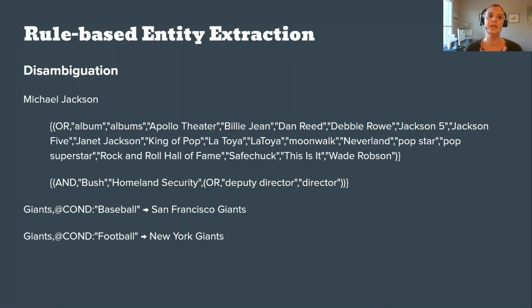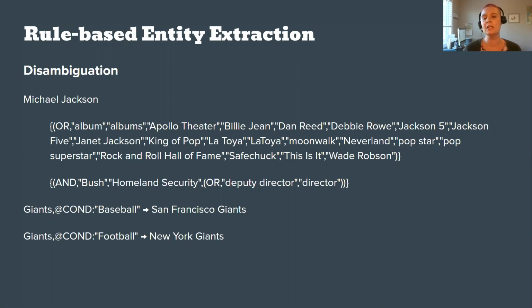So with Michael Jackson, for example, there's multiple Michael Jacksons in the world. So the first example, the singer, would get this very simple disambiguation rule: if you see Michael Jackson in the text and you see any of these other terms in this first group, suggest Michael Jackson, the singer. And if you see instead the terms Bush, Homeland Security, and either director or deputy director, then you want to suggest a different Michael Jackson who is someone who worked for Homeland Security.